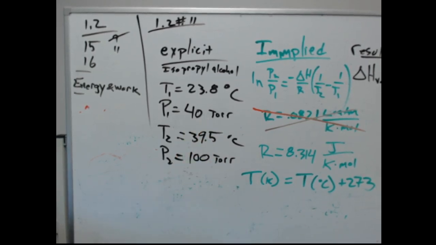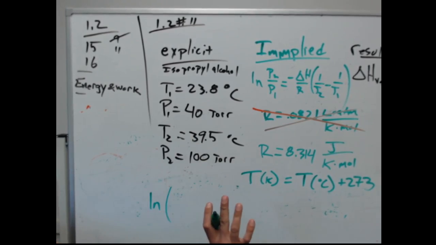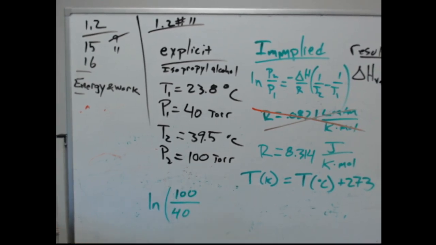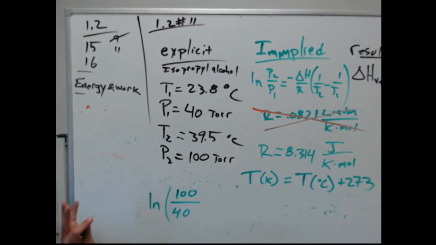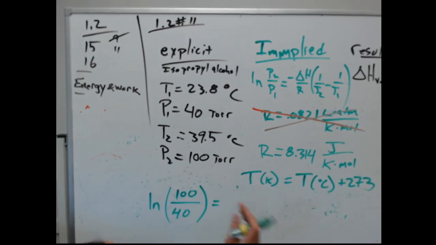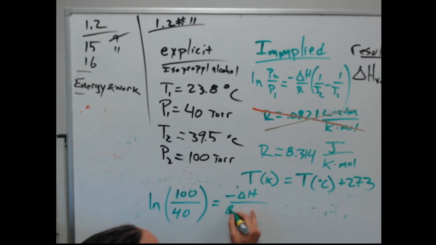Should we go through the math for this? Let's do it real quick. So we're going to have natural log of, I think it works out better if we have the higher pressure on top. Either way works as long as we're consistent, but I like to not have negatives. I like to not have fractions. So I'm going to have natural log of 100 over 40. My units will cancel. I'll have negative delta H over 8.314 joules per mole.